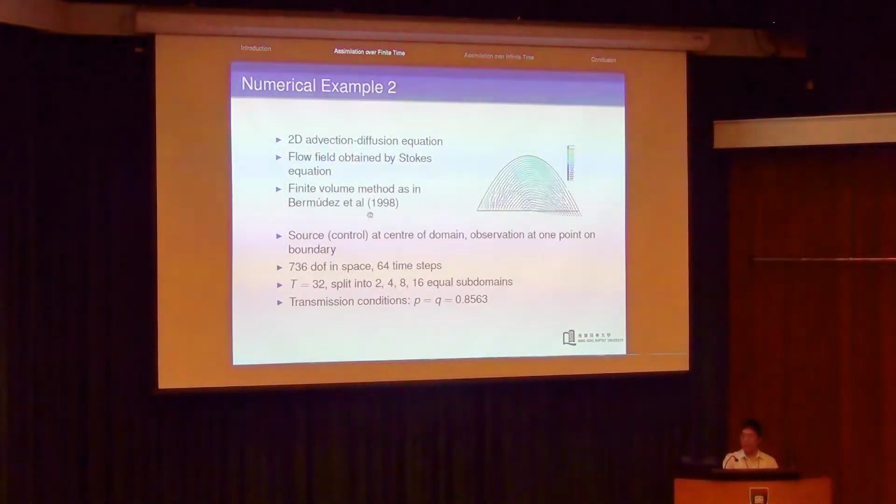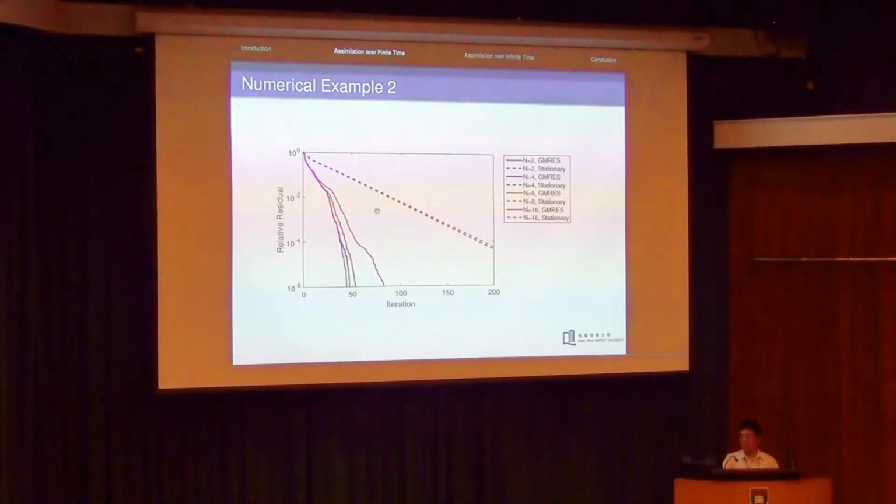So as a second example, I go back to that contaminant problem with one observation point here, as a function of time, and then you see that for 2 intervals, 4 intervals, 8 intervals, 16 intervals, everything converges. So this is a stationary iteration, and this is with GMRes with Krylov acceleration. You see that everything converges in a reasonable number of iterations, for different numbers of time intervals.